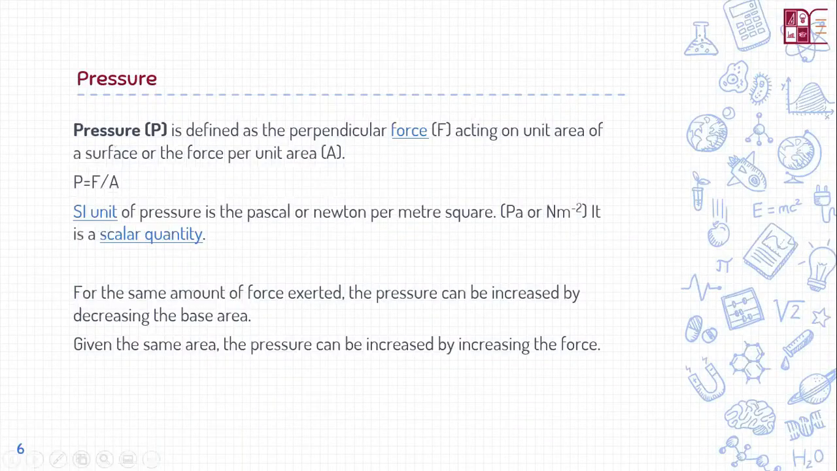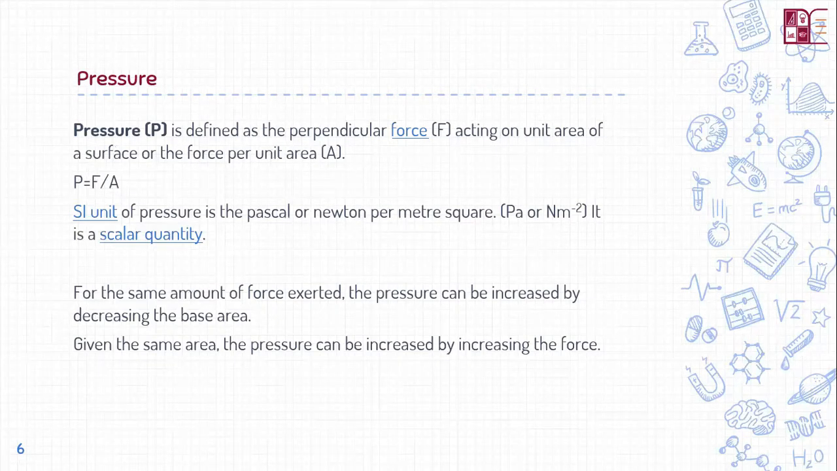Moving on. Pressure is defined as a perpendicular force acting on unit area of a surface, or the force per unit area. P equals F upon A, P being pressure, F being force, and A being the area. The SI unit of pressure is the Pascal or Newton per meter square. It is a scalar quantity. For the same amount of force exerted, the pressure can be increased by decreasing the base area. Given the same area, the pressure can be increased by increasing the force.